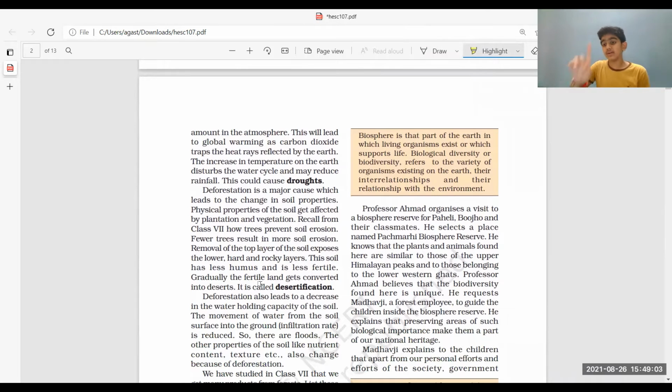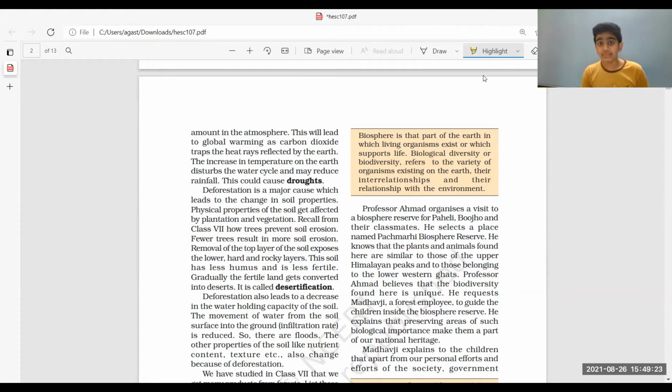And next is obviously desertification. We have to understand what desertification is. The same process, the top layer of soil is gone, or there could be droughts, but a grassland or a fertile land gets converted into a desert. This process is called desertification. I hope you understood this point.